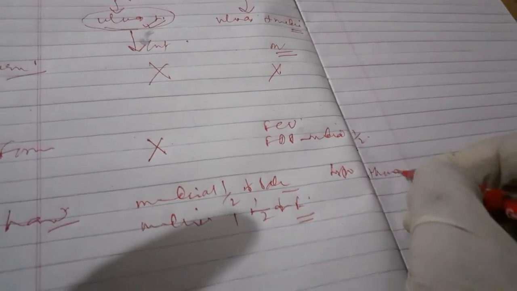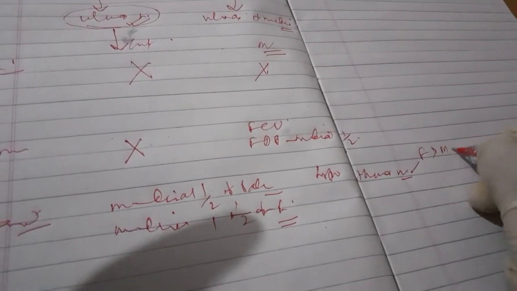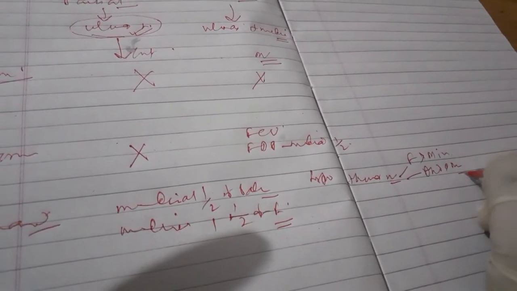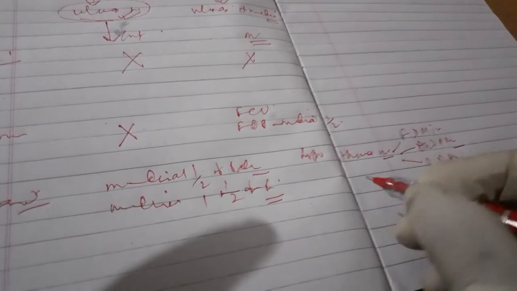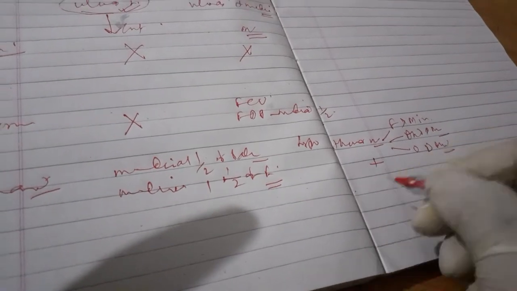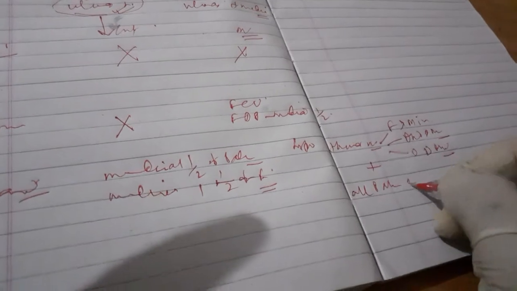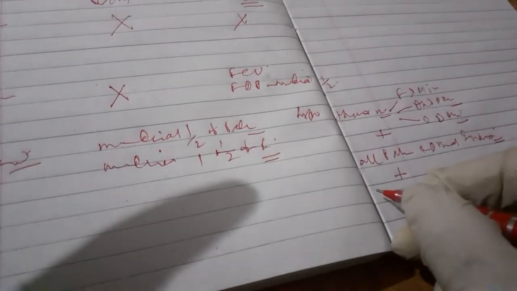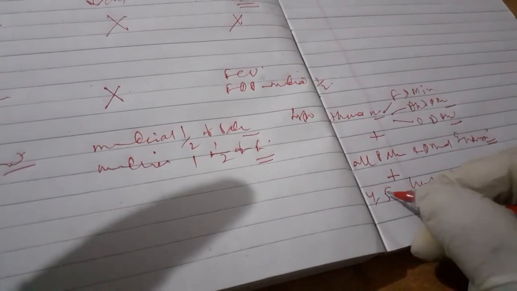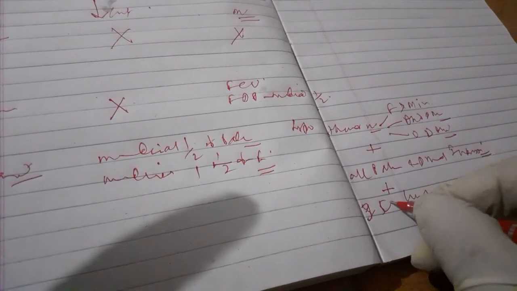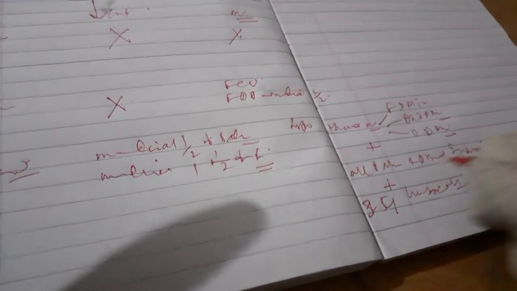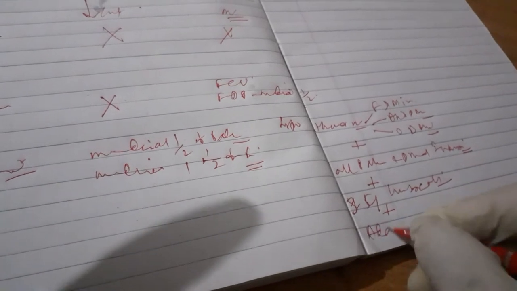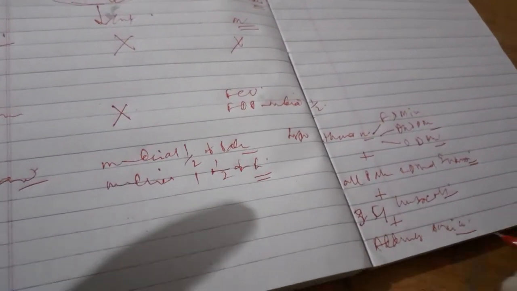And about the motor, there are hypothenar muscles, that is flexor digiti minimi, abductor digiti minimi, opponens digiti minimi, plus all palmar and dorsal interossei, plus third and fourth lumbricals, plus adductor pollicis. This is the motor supply of the ulnar nerve in the hand.